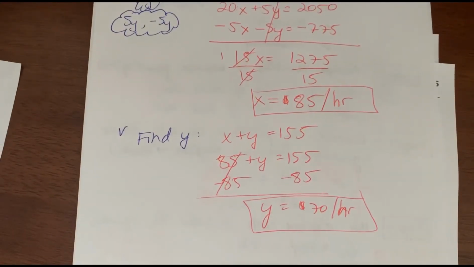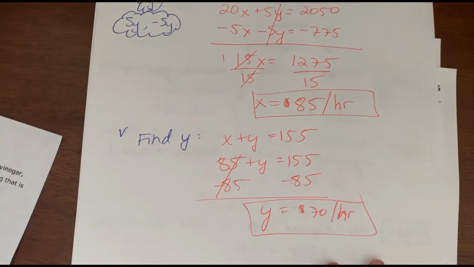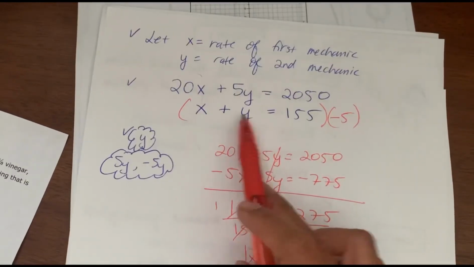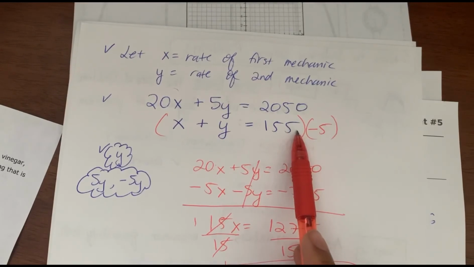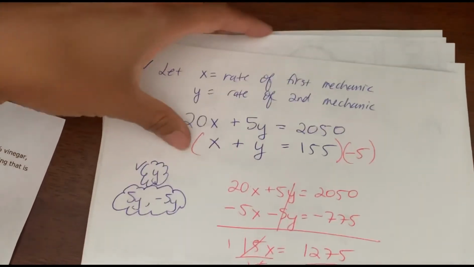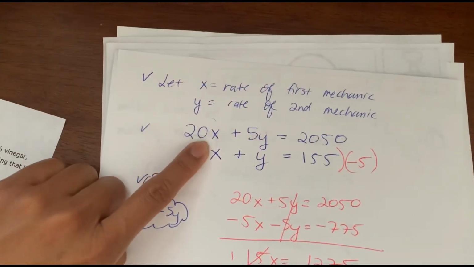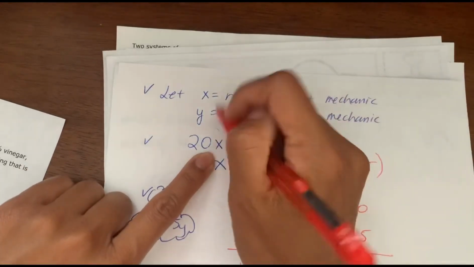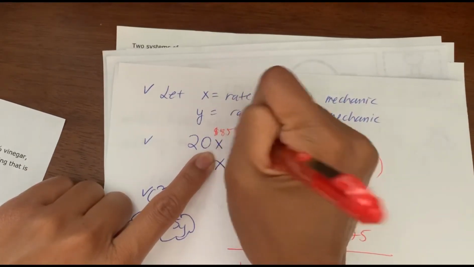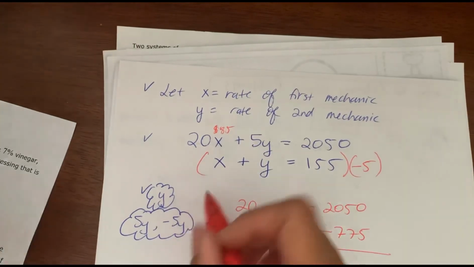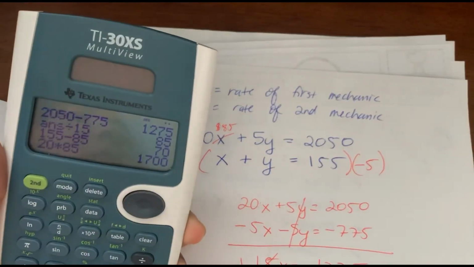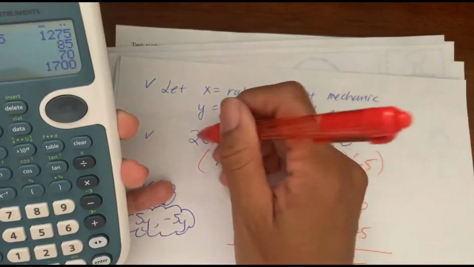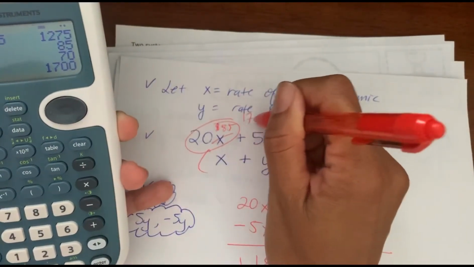So that's how much the second guy charged for the job. And again, you can always check your answer by plugging it in. Does 85 plus 70 equal 155? It sure does. If I want to check my answer, if the first guy worked for 20 hours and he charged $85 an hour, how much money did the first guy make? Well, 20 times 85, the first guy made $1,700.